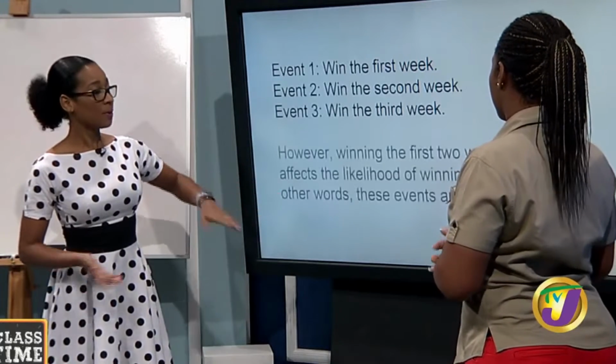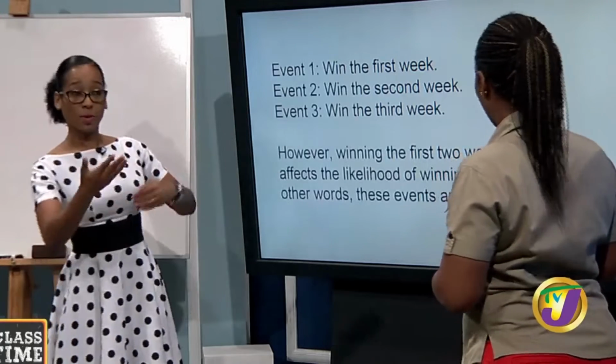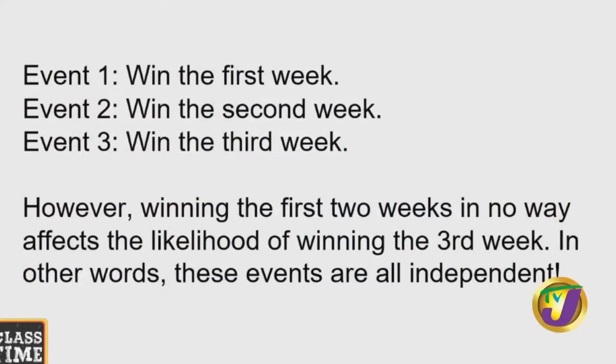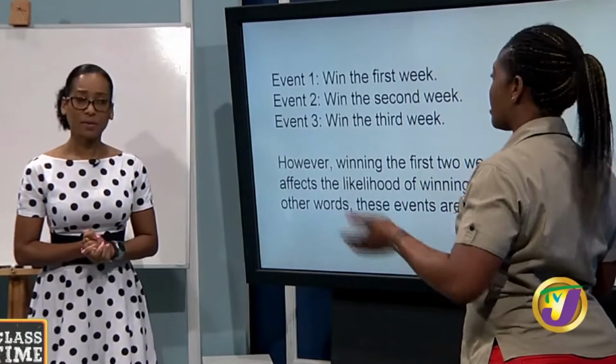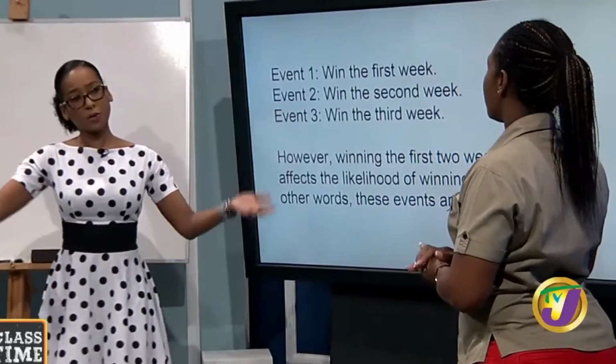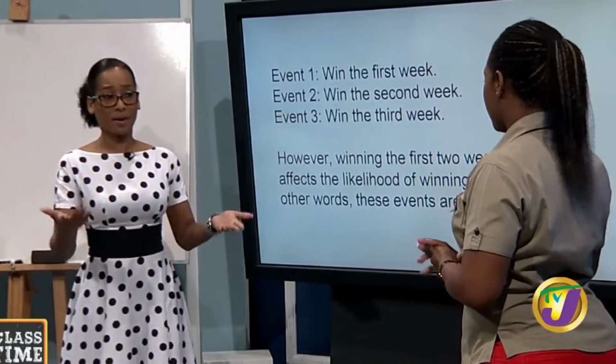Here we have it. Event 1, win the first week. Event 2, win the second week. Event 3, you win the third week. However, winning the first two weeks in no way affects the likelihood of winning the third week. In other words, they're independent. All the weeks stand by themselves. Winning the first week doesn't affect the second week either, and you can even win the first week, win the second week, and then lose the third week. So they're all independent events.